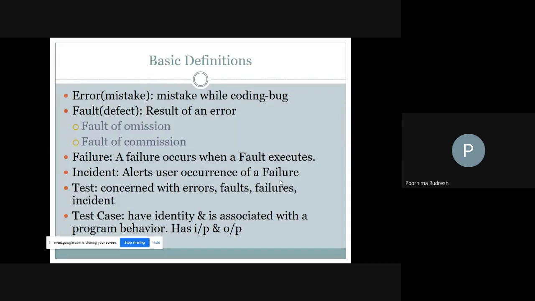Means when you execute the program, what happens? See, if you wrongly included the header file, it leads to the failure of the execution of the program. Then it will display the error message, and that is called an incident. This incident may or may not be visible to the user, but it is a symptom associated with the failure, and it alerts the user about the occurrence of the failure.